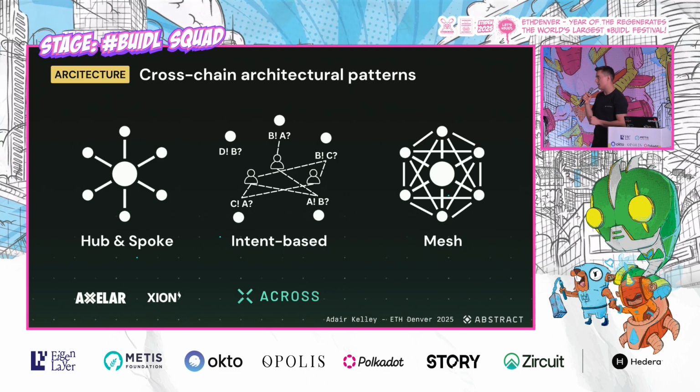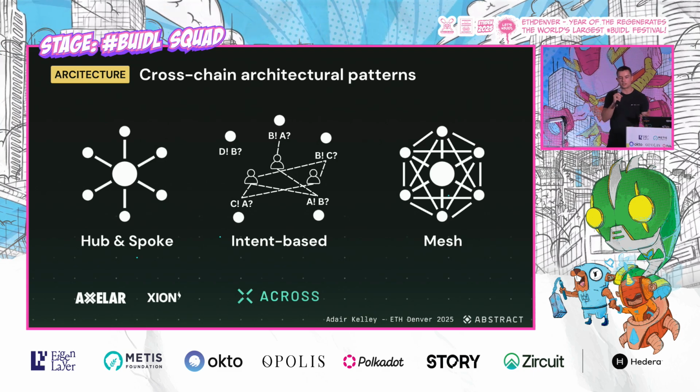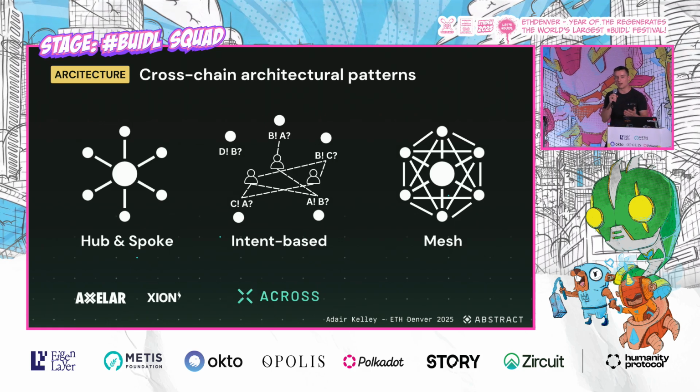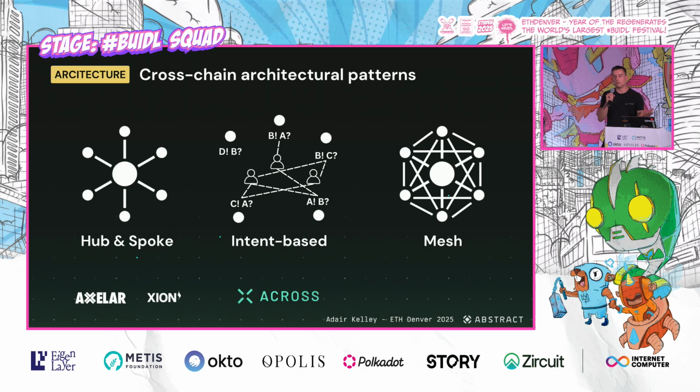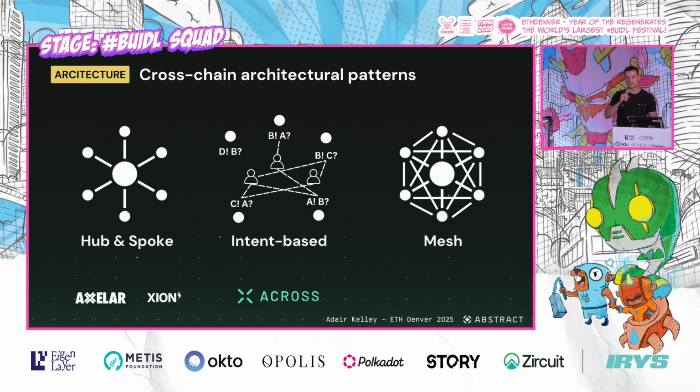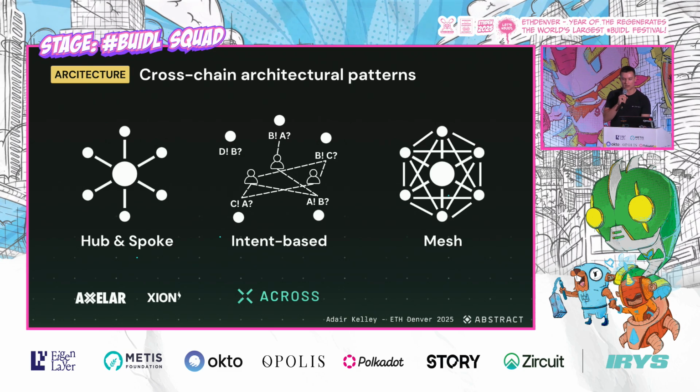The second one is intent-based. This is the model that's used by most chain abstraction wallets that you use today, and is quite effective, at least at moving small amounts of liquidity across chains. However, it has some limitations, as I will go ahead and address.